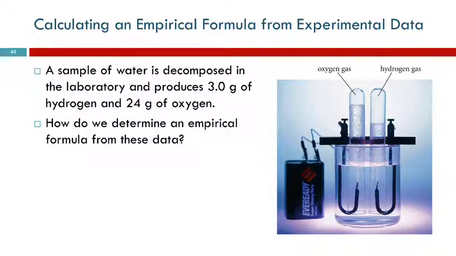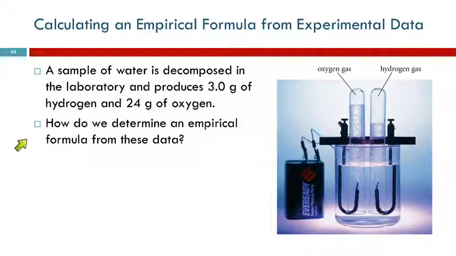A sample of water is decomposed and produces 3 grams of hydrogen and 24 grams of oxygen. And this is a picture of how you might do that. You can actually do it just with a 9-volt battery. You've got 2 leads in here, and the electric current flowing through here decomposes the water into hydrogen and oxygen gas. And here we're collecting that in these inverted test tubes. And it's not a coincidence that the hydrogen gas has twice the volume of the oxygen gas. We'll talk about that in another chapter.